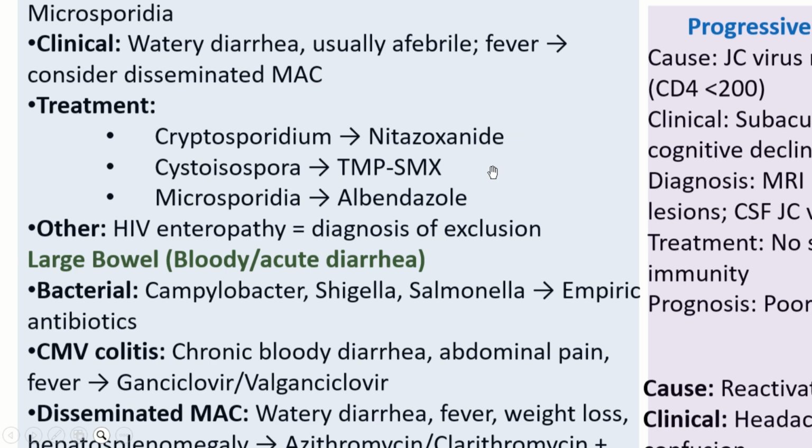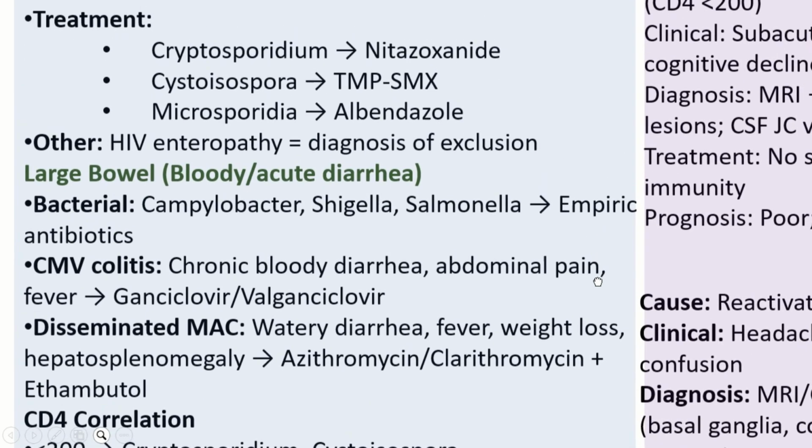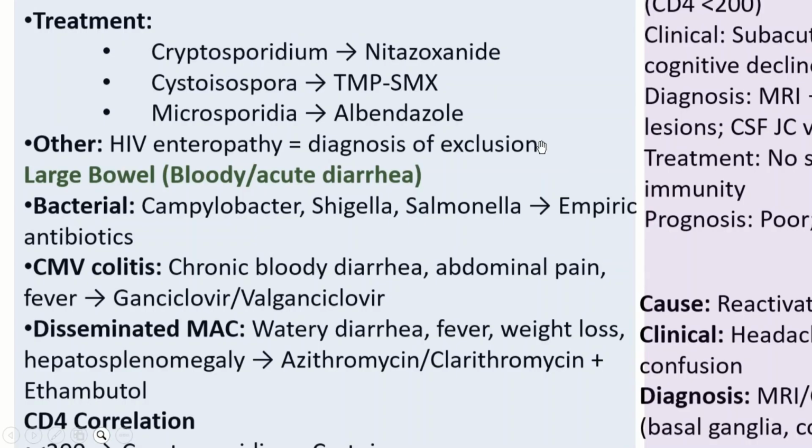For Cystoisospora belli, we treat with trimethoprim-sulfamethoxazole. And for Microsporidia, we treat with albendazole. Some of the species of Microsporidia we treat with albendazole. Then we go to other causes of diarrhea in these patients, which are not the parasites.